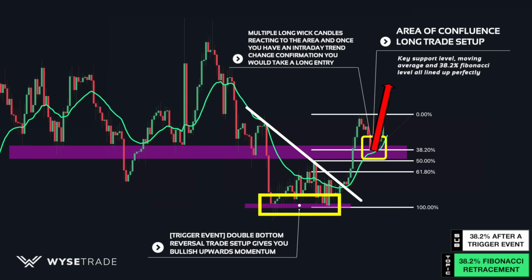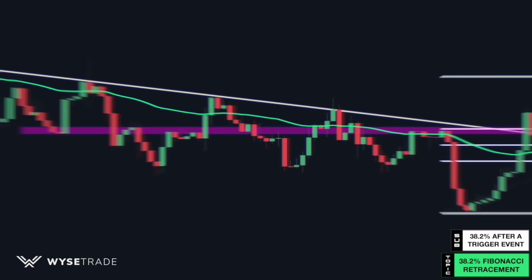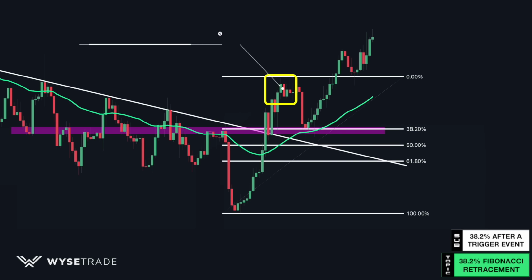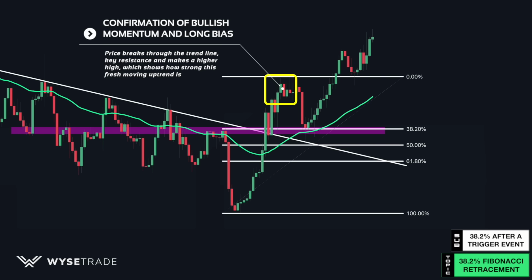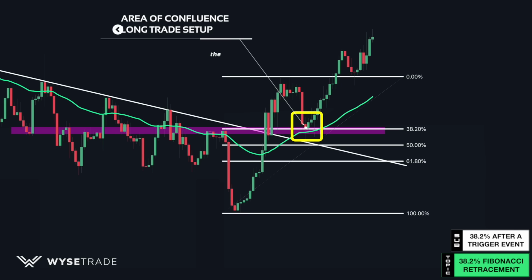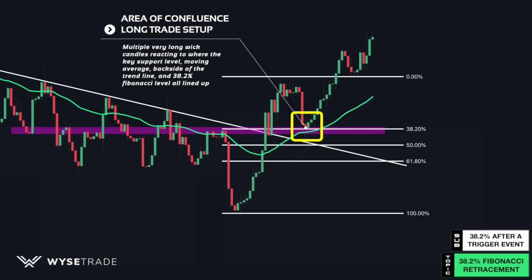So one more. Price breaks through the key level, breaks through the trend line, and makes a higher high, which shows how strong the upwards momentum is. So you want to trade with it. This here is your area of confluence trade setup, where you had multiple very long wick candles reacting to where the moving average, support level, backside of the trend line, and 38.2% fib level all crossed.